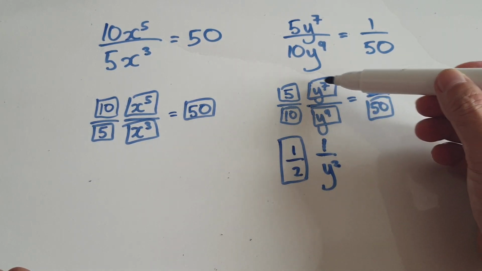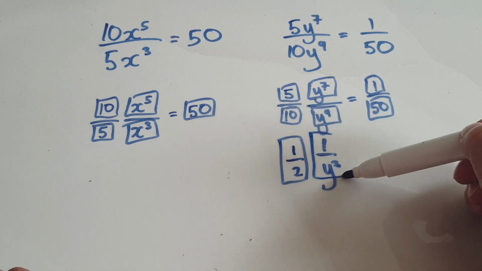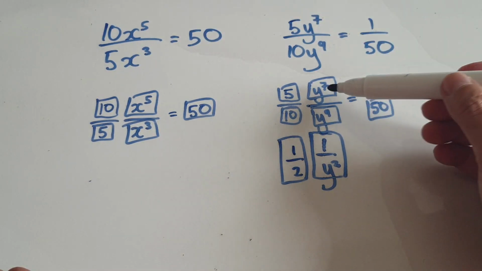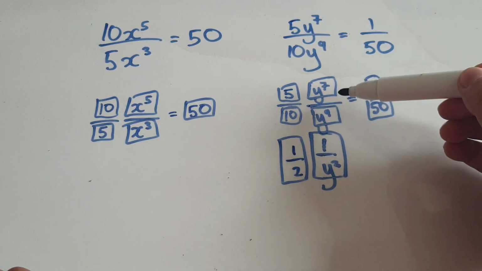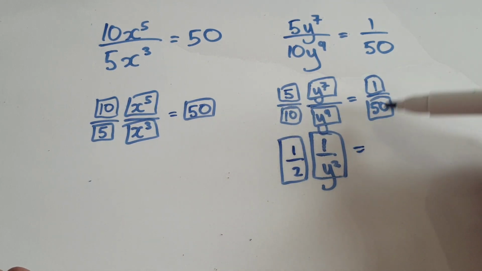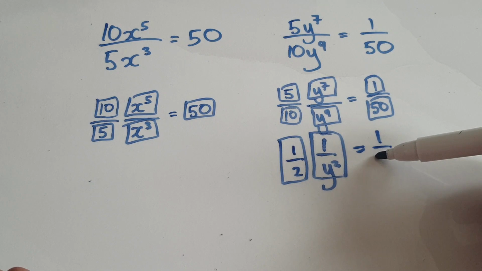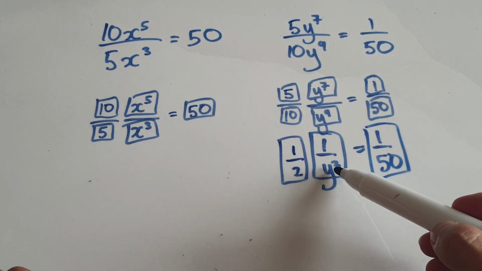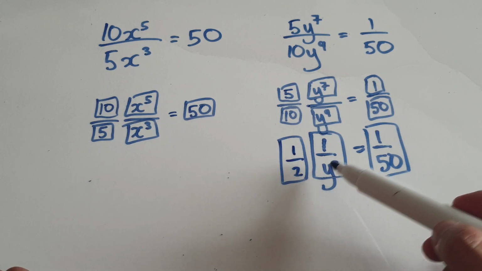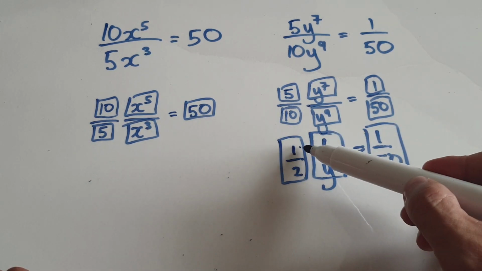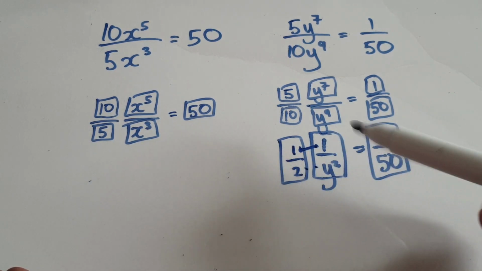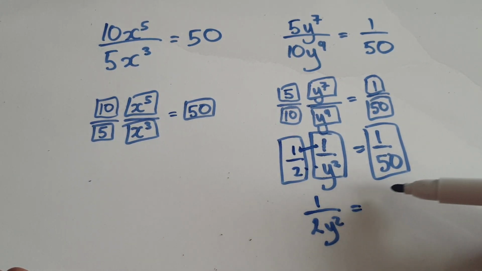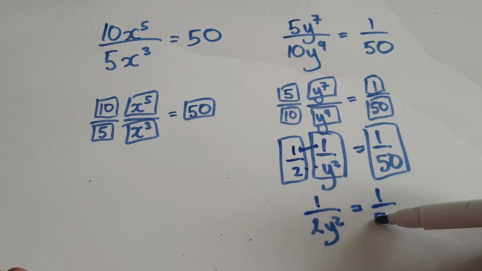If you don't understand this step, then you've got to search back to one of the early videos. I explained why this becomes this. And then this thing here, just leave it as this fraction, as one block if you want. And now you want to get y on its own. So let's merge these two together. So top times top, bottom times bottom, that would be 1 over 2y squared equals 1 over 50.